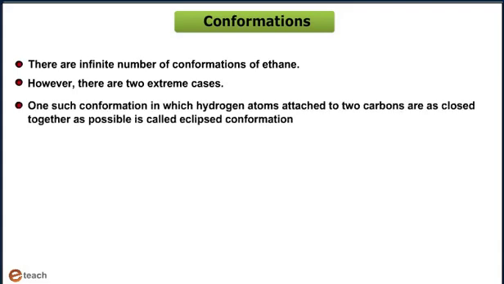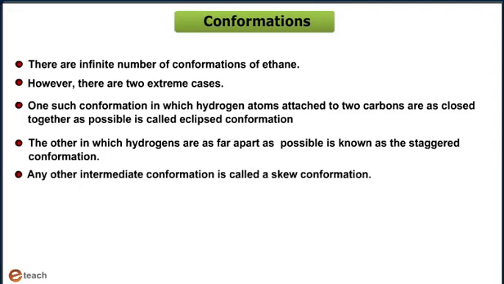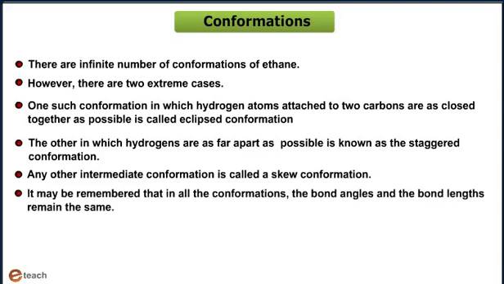One such conformation in which hydrogen atoms attached to two carbons are as close together as possible is called eclipsed conformation. The other, in which hydrogens are as far apart as possible, is known as the staggered conformation. Any other intermediate conformation is called a skew conformation. It may be remembered that in all the conformations, the bond angles and the bond length remain the same.